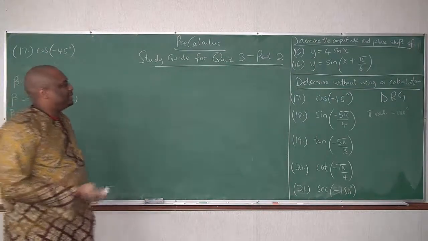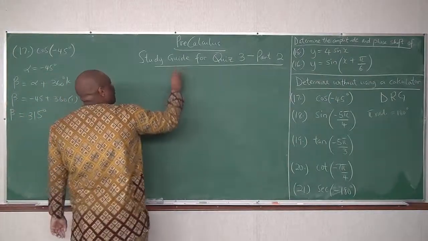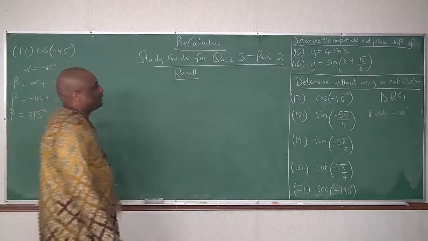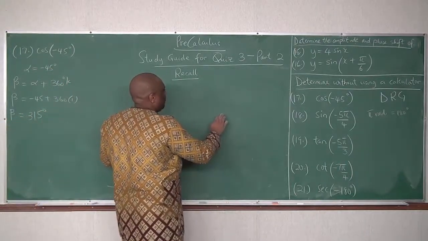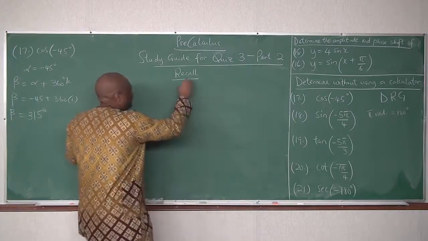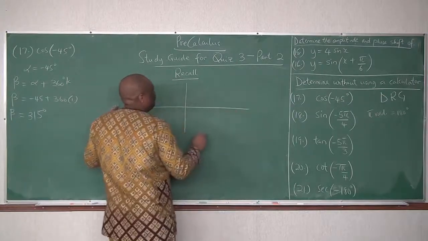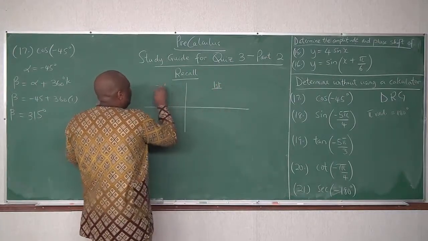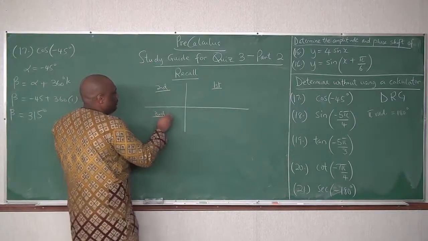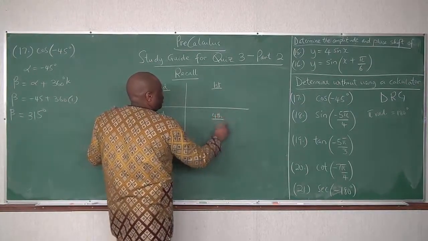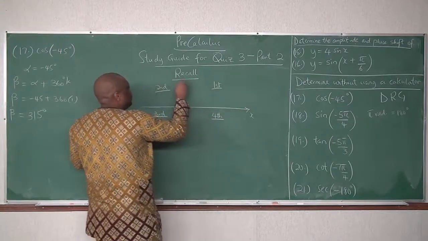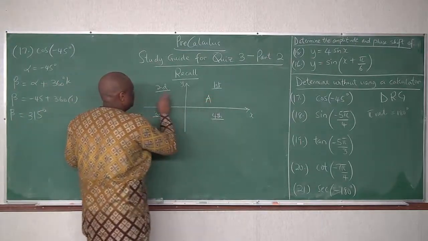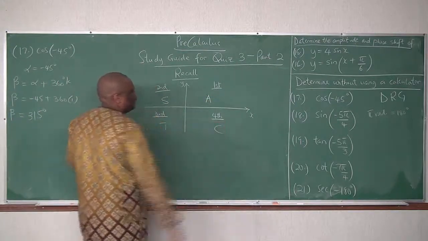So the next thing we do is this. Let's recall this from the reference angles videos. If you have this, you have the first quadrant. Okay, you have first, second, third, and fourth. This is your x, this is your y. And this is ASC. This is from reference angles.